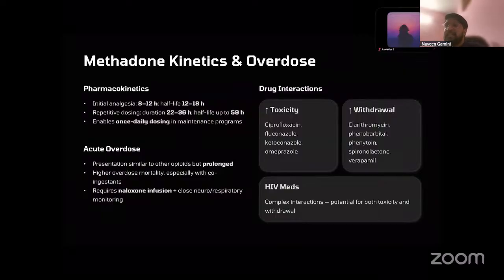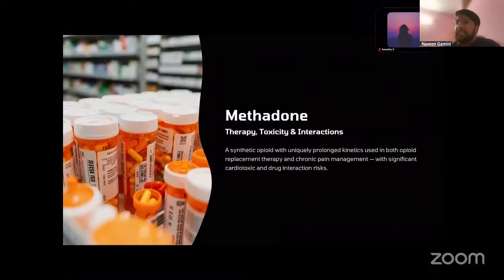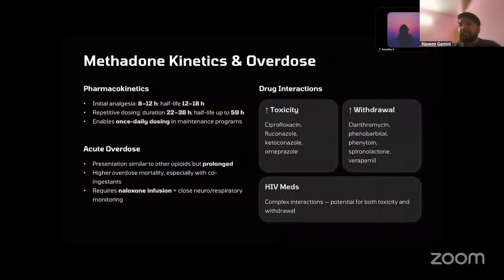So whenever a patient on methadone comes to the emergency room, always ask for co-ingestants, other drugs which have been initiated recently or just a few days back, because these drug interactions specifically can push the patient into toxicity or withdrawal. And regarding the HIV medication, that's antiretroviral drugs, it can cause both toxicity and withdrawal. It's a complex interaction. So in regards to methadone, we should always remember that it is used in chronic opioid replacement therapy and chronic pain management, and also its drug interactions.